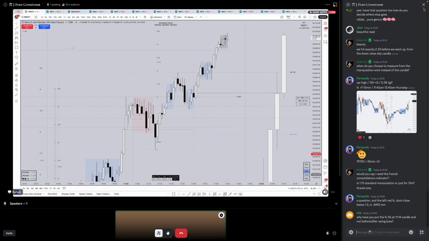11:14. Let me see. 11:13 actually, because this is a rejection block. That's the candle that makes the low, the swing low, the rejection block. We measure the rejection block. That's the safe measure. The correct one will be this low to this high. Hold on.